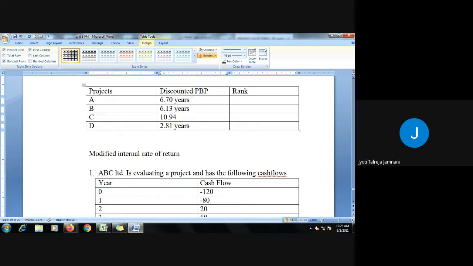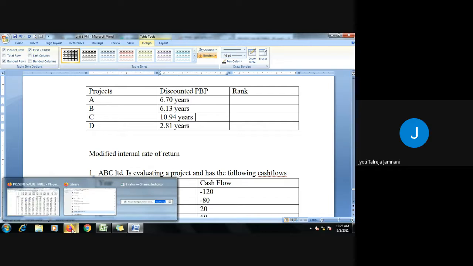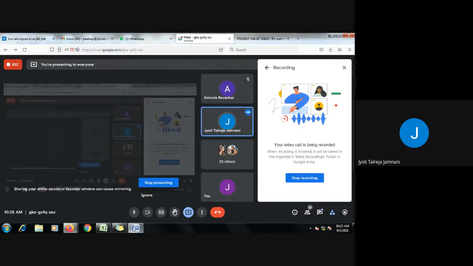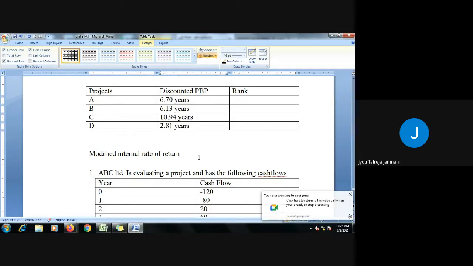Now how are we going to rank it? Not on the highest value, but on the lowest value, because we are not seeing the amount here, but we are seeing the time. And when you see the time, what is important is how early we can recover our money. So 2.81 years will get the first rank because within 3 years you can recover your money entirely. 6.13 years will get the second rank. From the lowest you have to start ranking in case of payback periods, because the lesser the period, the faster you will receive your money.